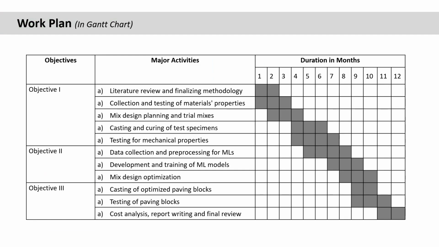This is the Gantt chart showing the 12 months work plan. The first few months will focus on literature review, material collection, and testing. Next, I will cast and test the concrete specimens. Then I will move on to the machine learning models development and mix optimization. Finally, I will cast the optimized paving blocks, perform cost analysis, and prepare the final thesis report. The timeline is aligned with the MS program, of course.